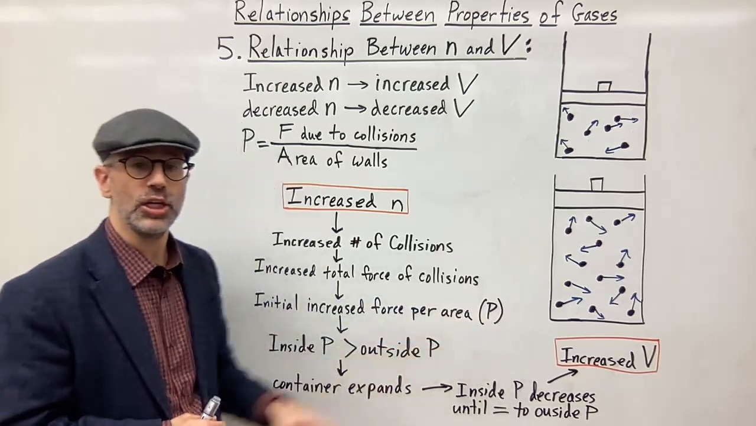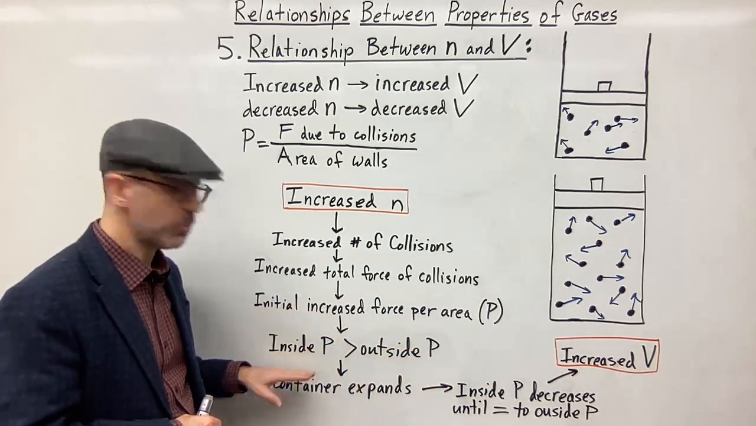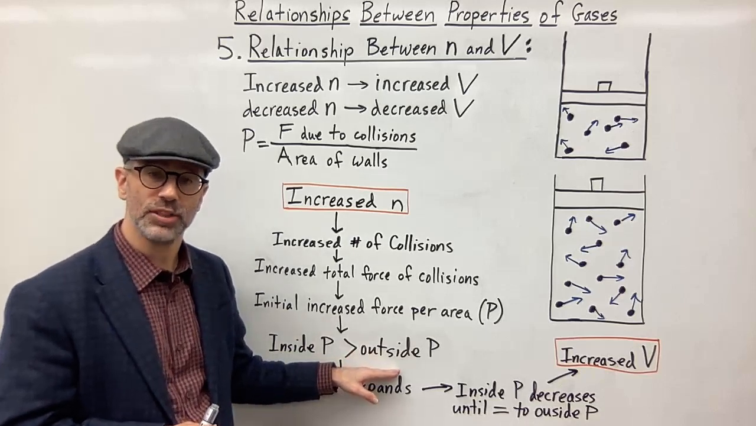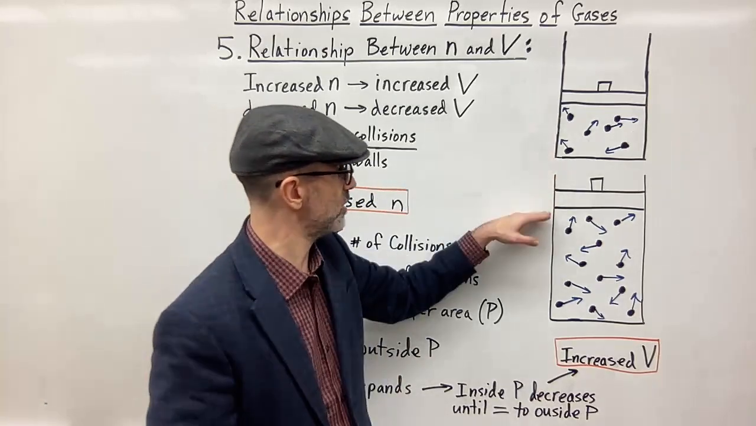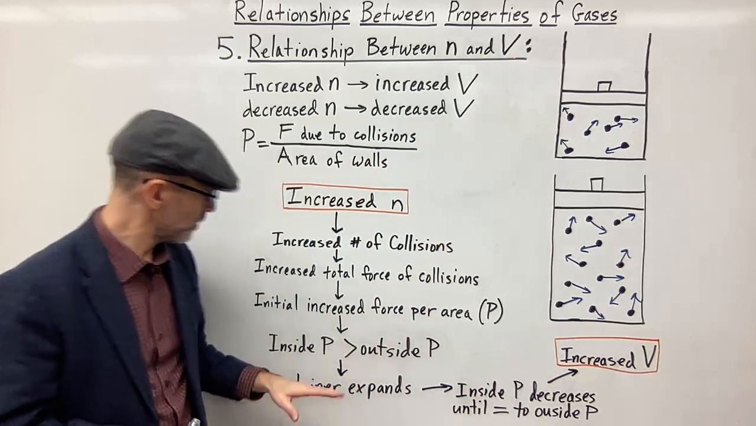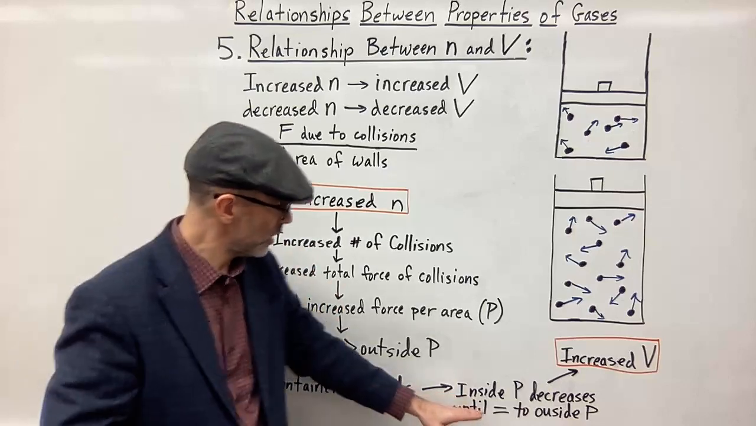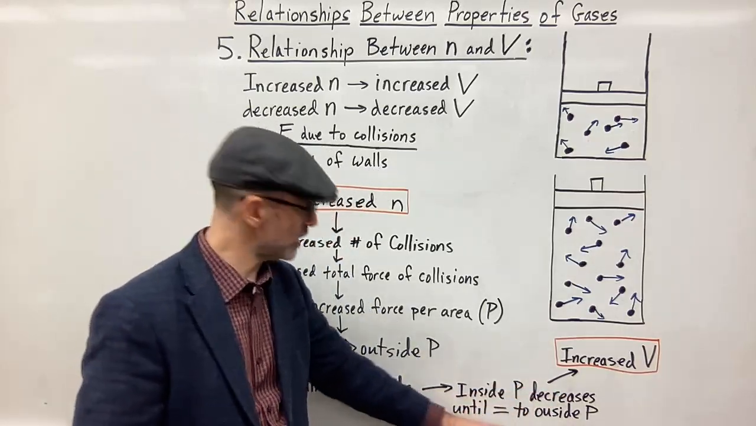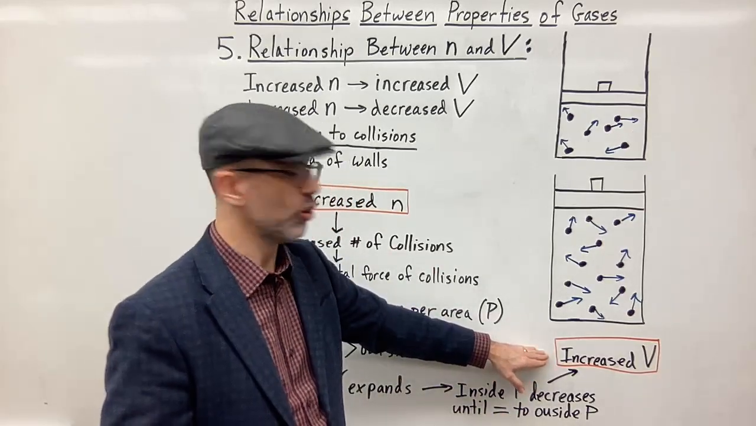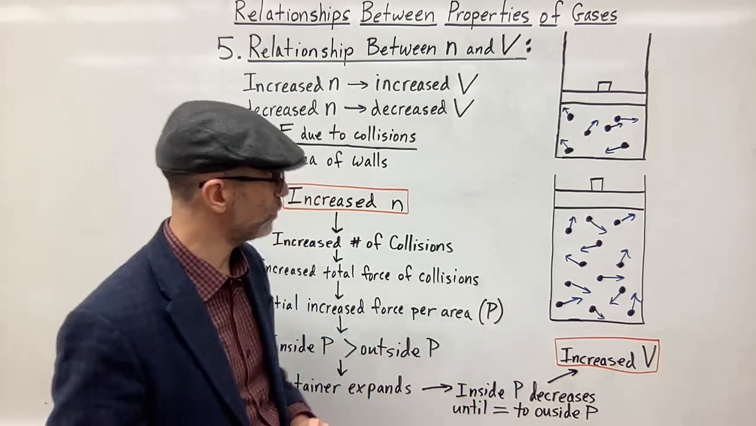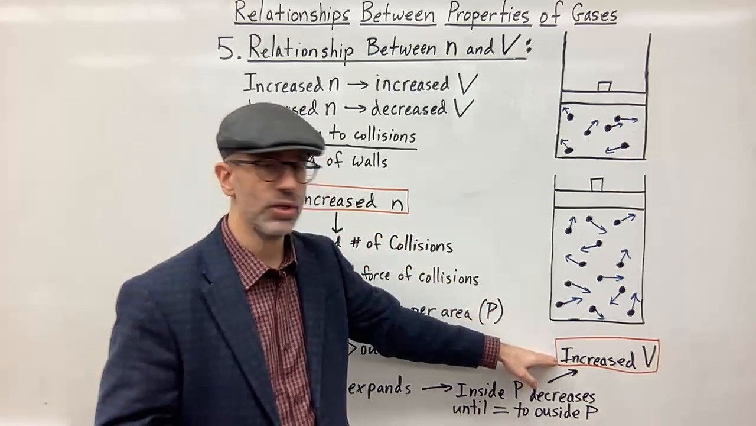So that increase in pressure is then going to cause the pressure on the inside of the container to be higher than the pressure on the outside, therefore causing the container to expand by moving the piston up to this level here. When the container expands, pressure is going to go down on the inside until it equalizes. So the inside pressure decreases until it's equal to the outside pressure. And this is going to cause an increase in volume. This results in an increase in the volume of the container. So that's the relationship between increased particles, increased volume.